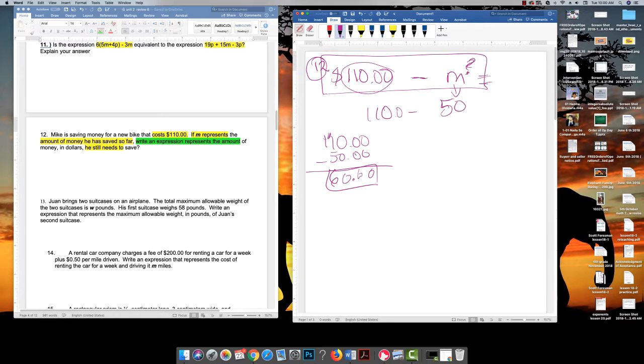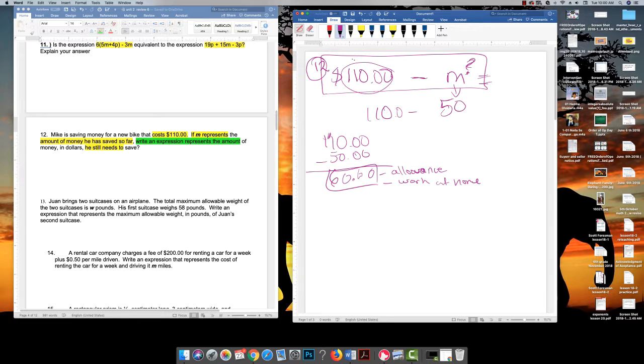So either you're going to get an allowance, or you're going to work at home doing chores or something, and then you need to gather $60 because that is the difference, and that's what we needed to find here.